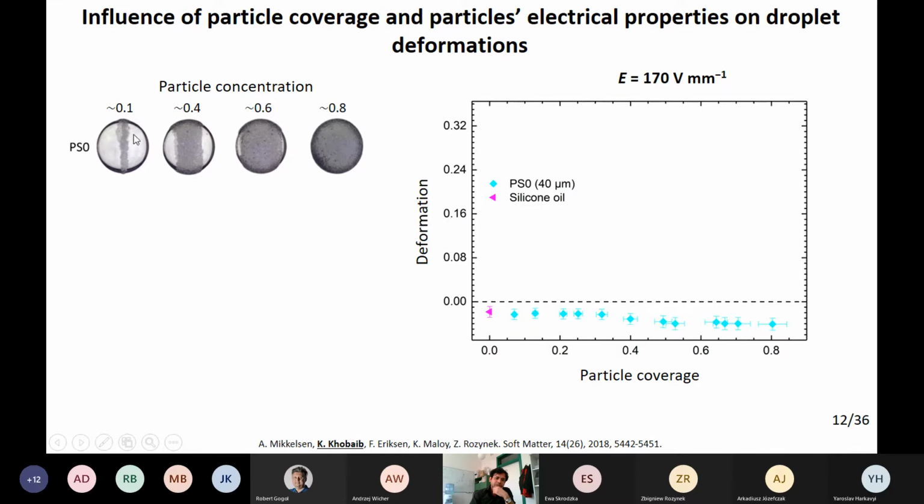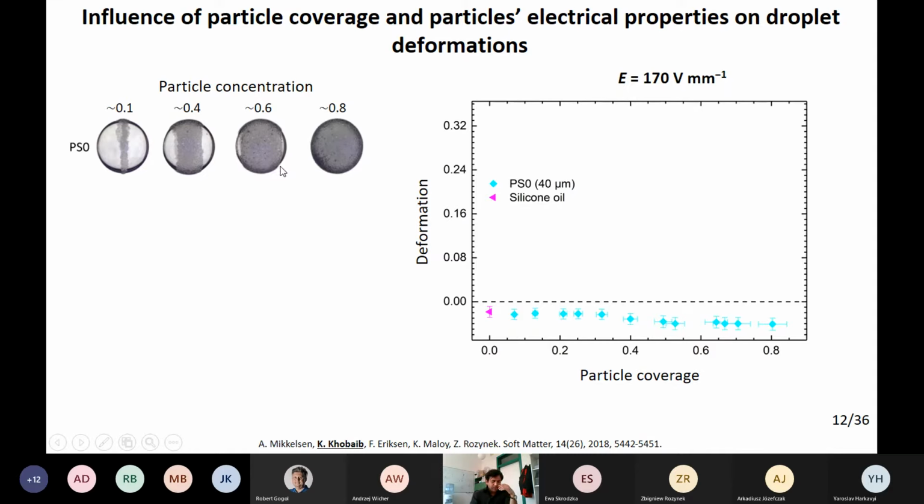If they convect the charges, fewer charges build up at the droplet interface, and they exert less electrical stress. But when there is no electrohydrodynamic flow and no charge convection, the droplet feels higher electrical stress and deforms more strongly. These are the two main reasons why the droplet deformation magnitude is stronger with increasing particle concentration, or particle coverage, you can say.